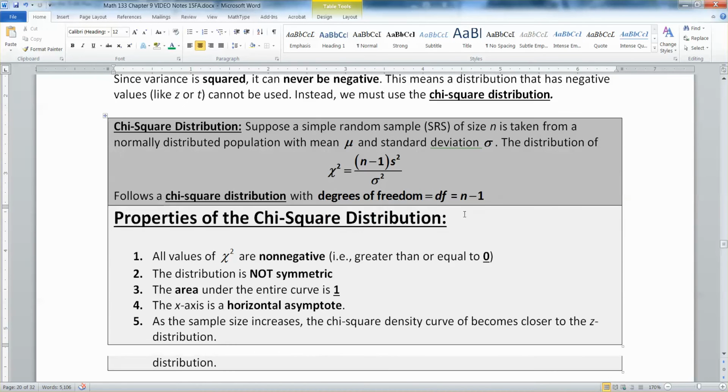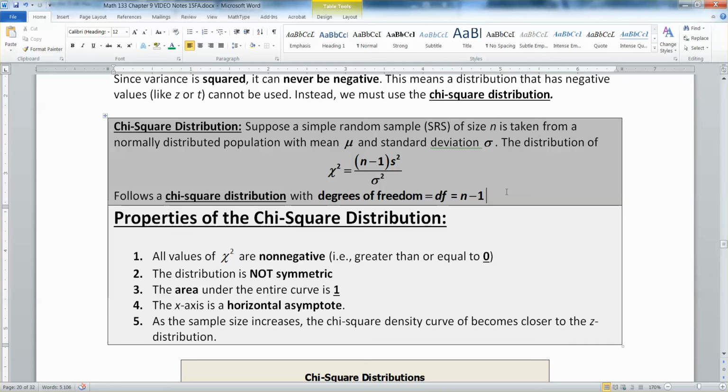All right, it's going to have degrees of freedom n minus 1, so it's actually more like a t-curve squared, right? So you're going to have degrees of freedom. That means just like the t-curve, you're going to have infinitely many different curves, and you're going to have to be able to find a whole bunch of them. However, unlike the t-curve, you will not be able to use a calculator. You're going to have to use the tables. All right, so what are the properties of the chi-square distribution?